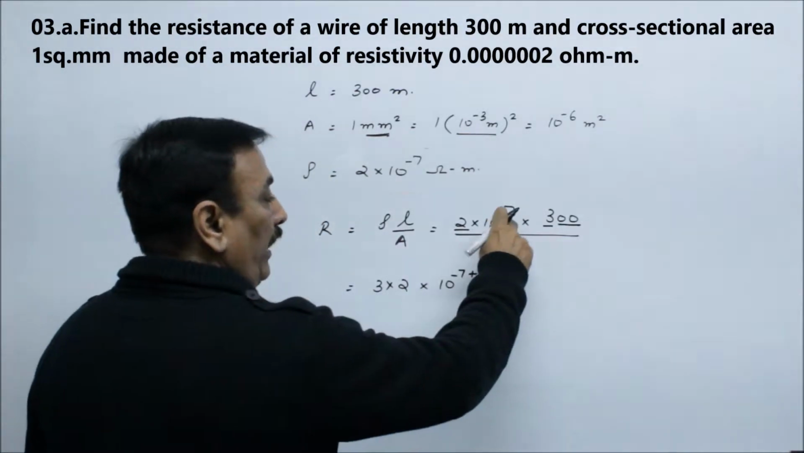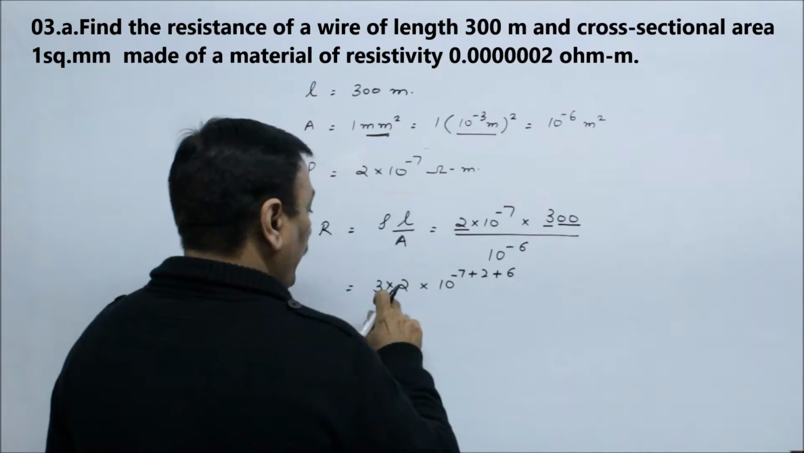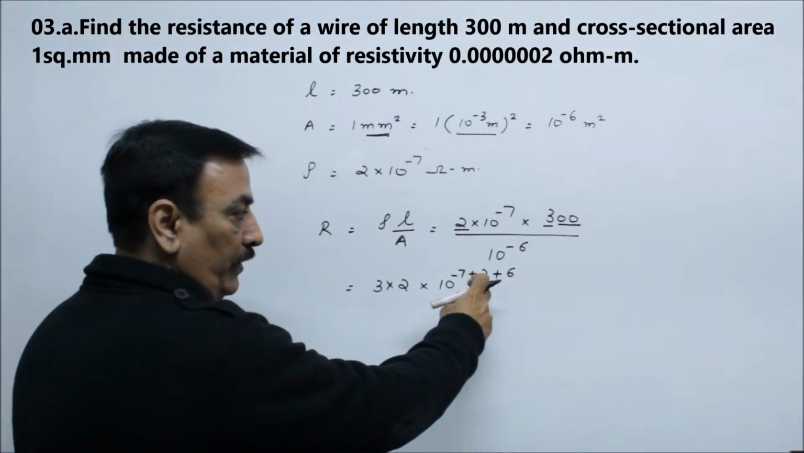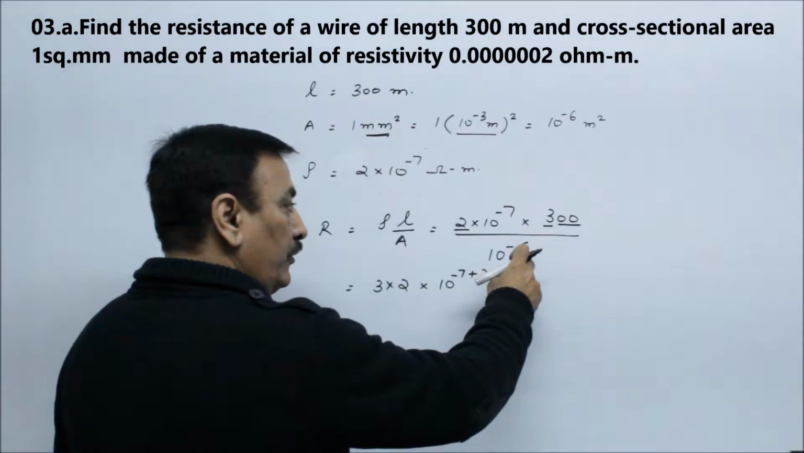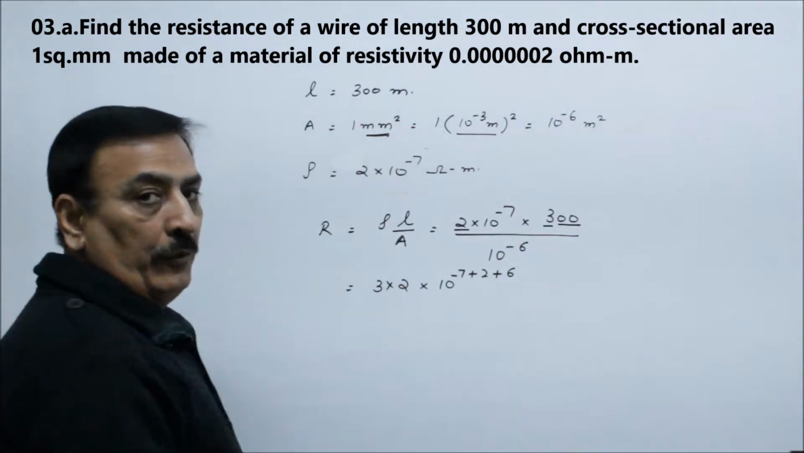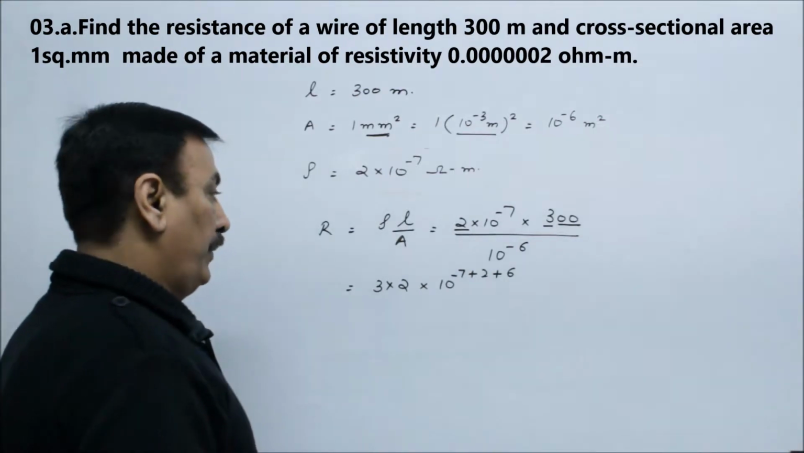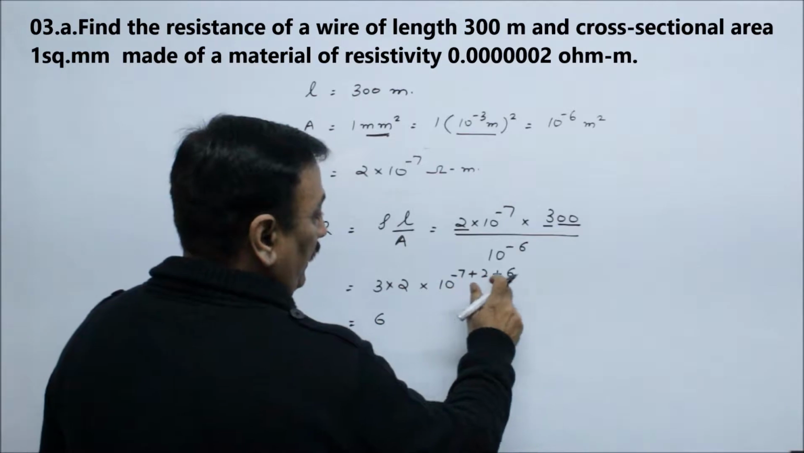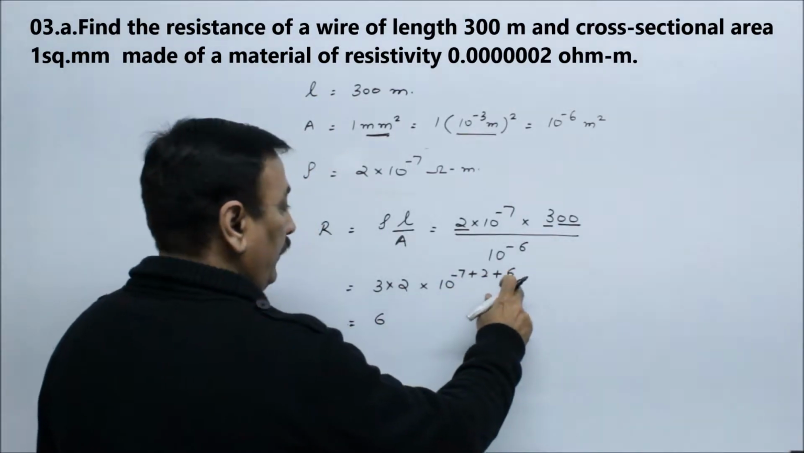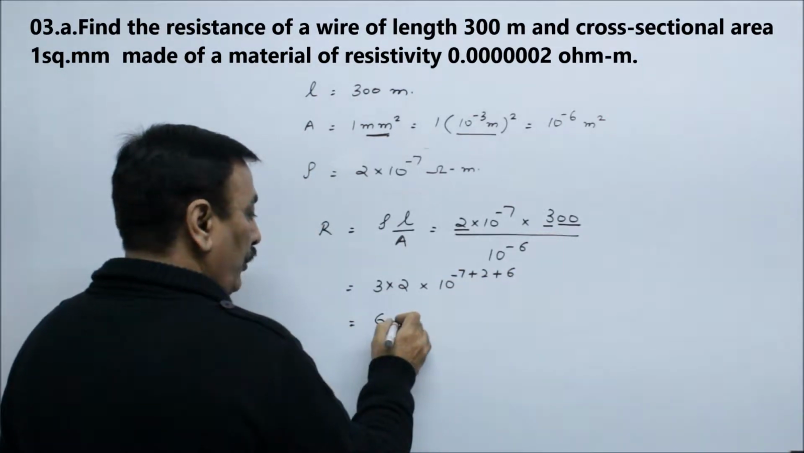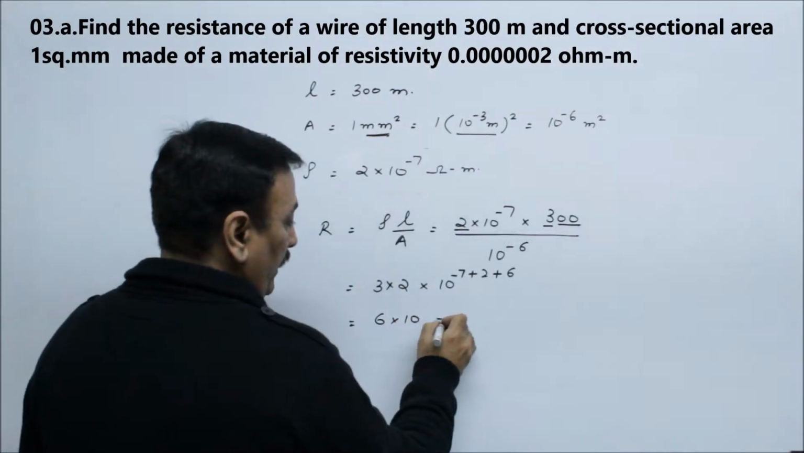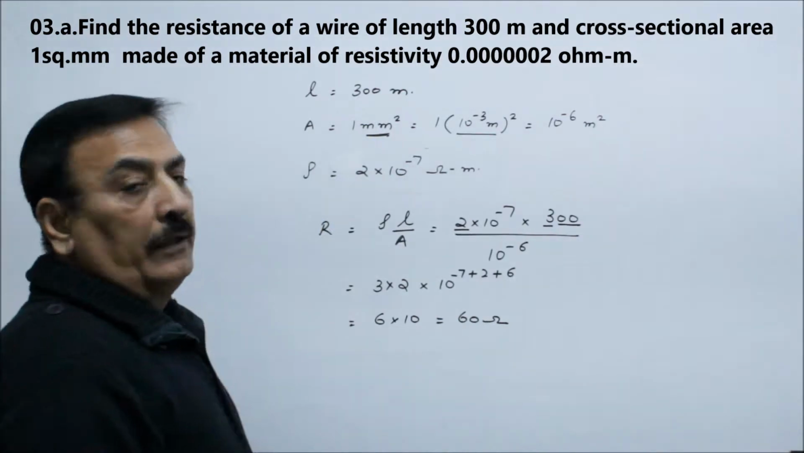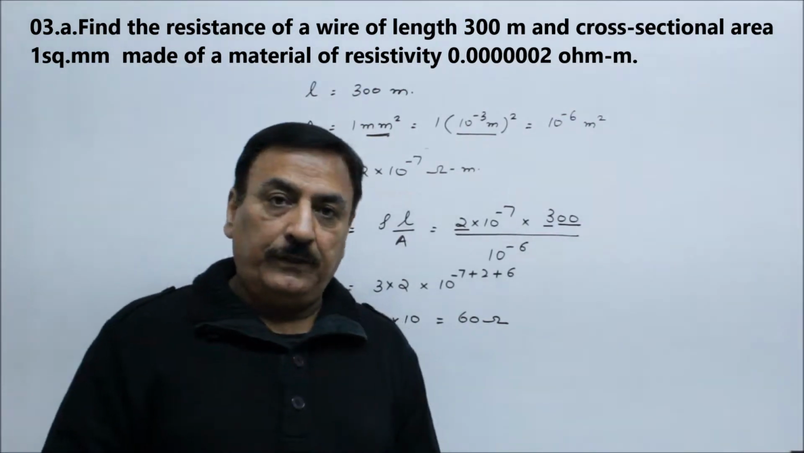Got it? So minus 7 from here. It was 300, we had taken only 3 here, so 100 was there with us, so 100 can be written as 10 raised to the power 2. So plus 2 here. 10 raised to the power minus 6, when it comes to the numerator, you get 10 raised to the power plus 6. So we get 6, and you can easily see 6 plus 2 is 8 with a plus sign, and minus 7, so you get 10 raised to the power 1, which is the same as 10. So the answer is 60 ohms. So that was the A part of the question.